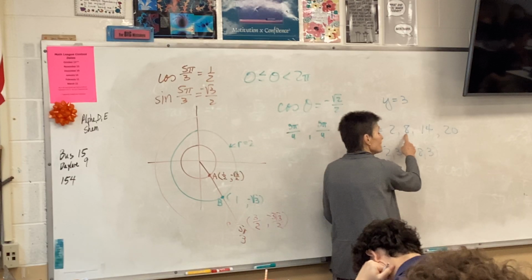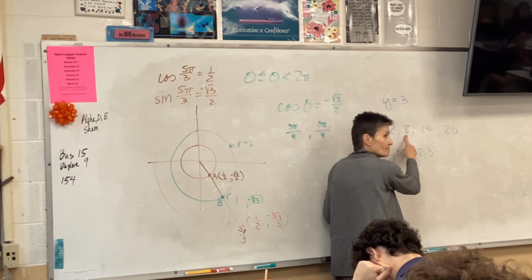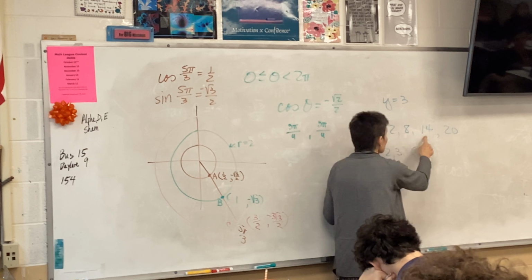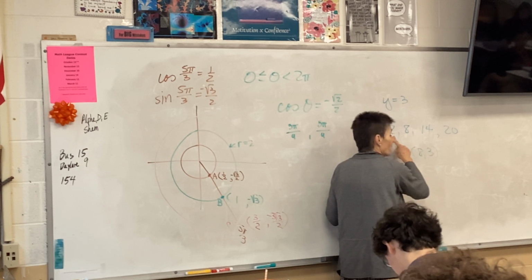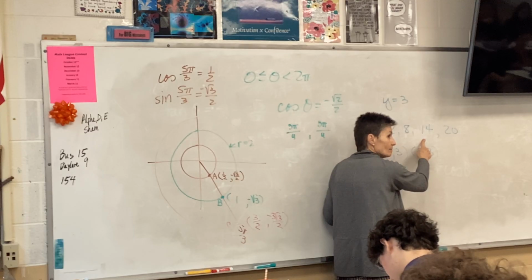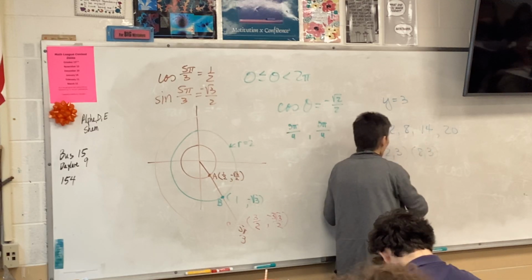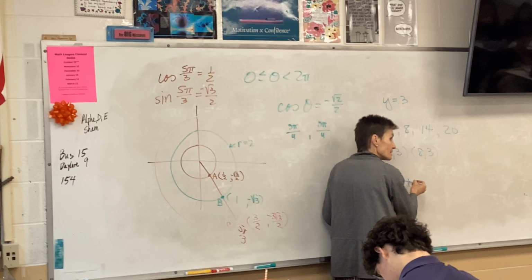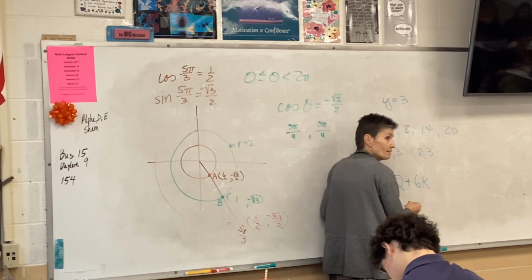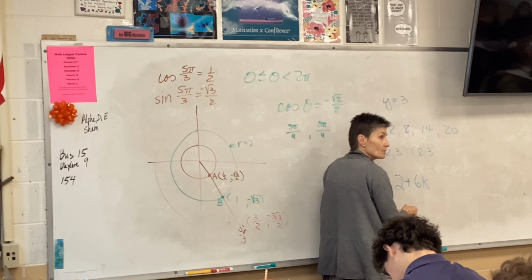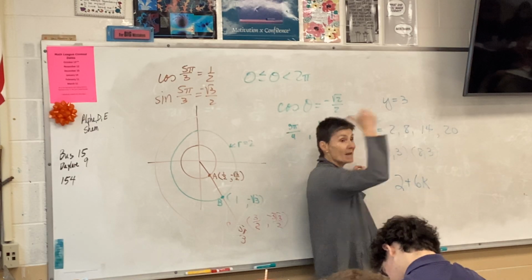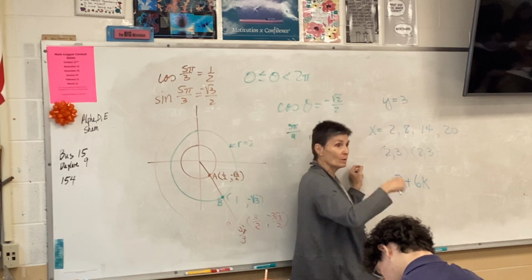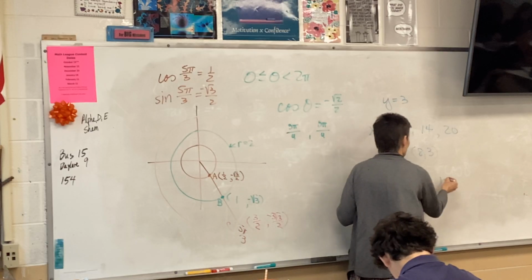So, isn't 8 2 plus 6? And isn't 14 2 plus 2 sixes? So our x's are simply 2 plus a multiple of 6. So 1 six, 2 sixes, and we can go backwards, negative 1 six, negative 2 sixes. So we'll say k is a whole number.